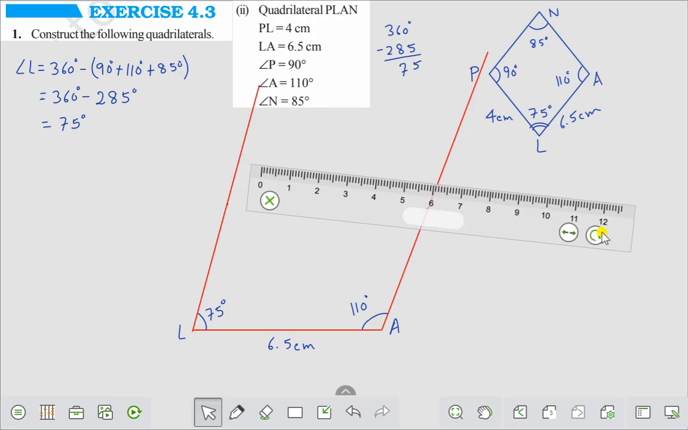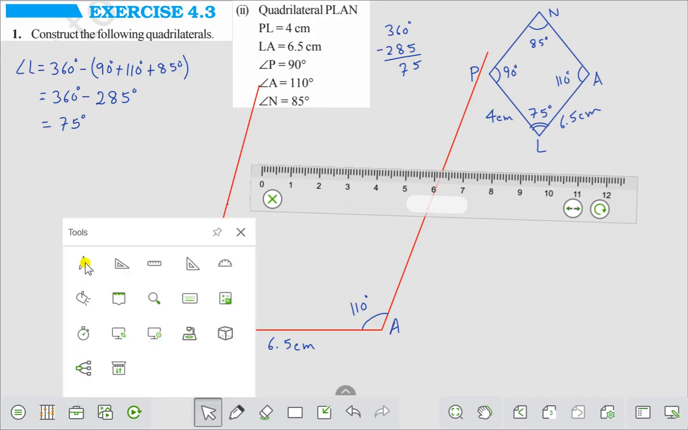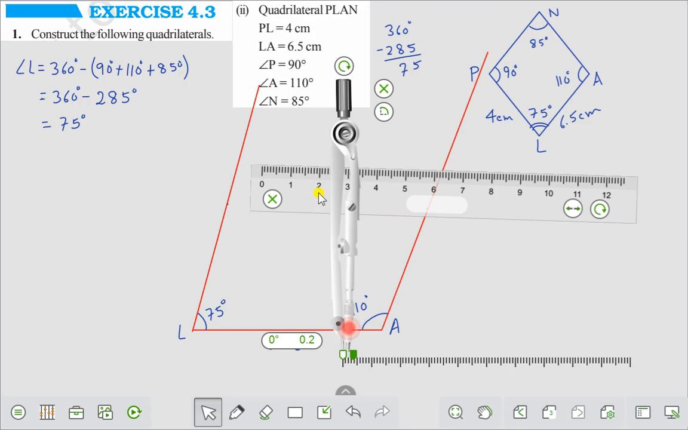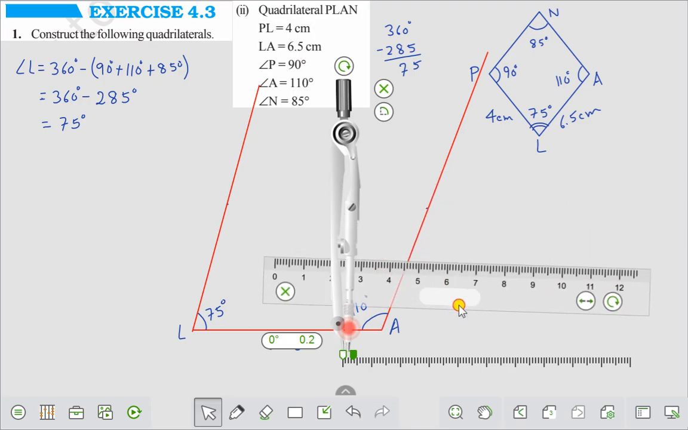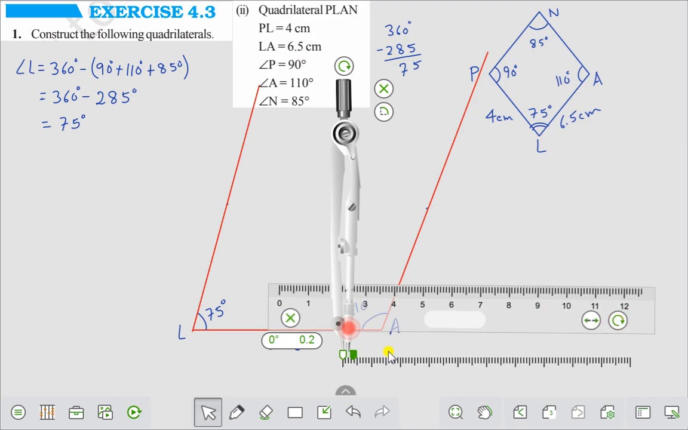Now take the protector. Here we are taking the compass. With the help of this compass, we will make an arc of 4 centimeter, right? Make an arc of 4 centimeter.